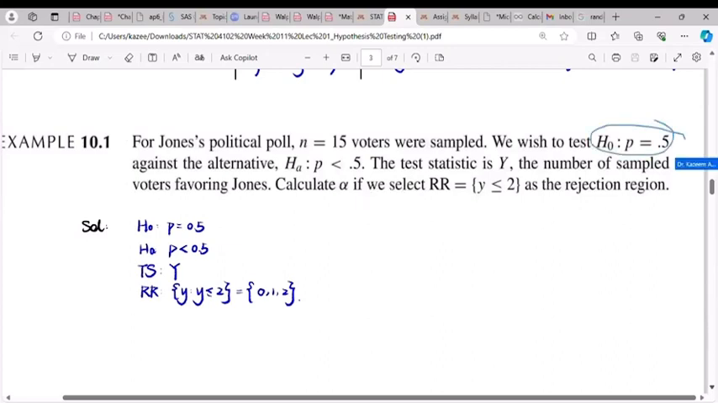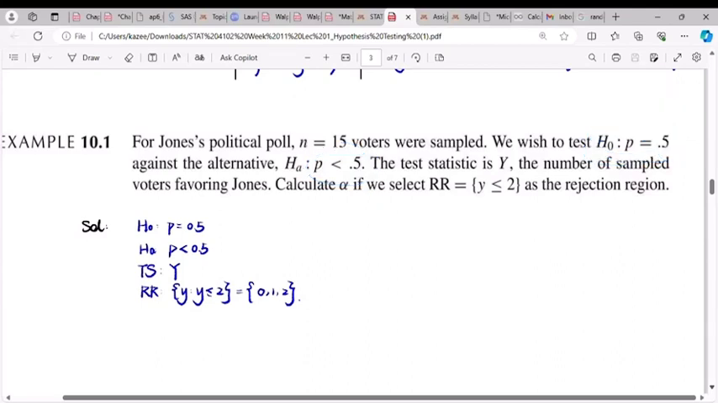When Jones said he's going to get at least 50%, this is initially supposed to be greater or equal, 0.5. What is the opposite of greater or equal? It's less than. But under the null hypothesis, we don't write greater or equal, we write the equality sign. And that was why you see there was an equality sign here. In actual sense, that equality sign implies greater or equal, because Jones claims that he's going to be favored by at least 50% of the electorate.